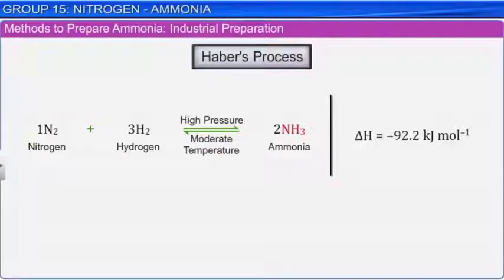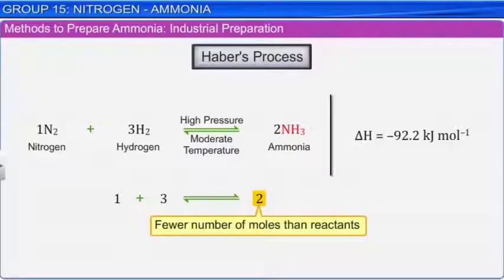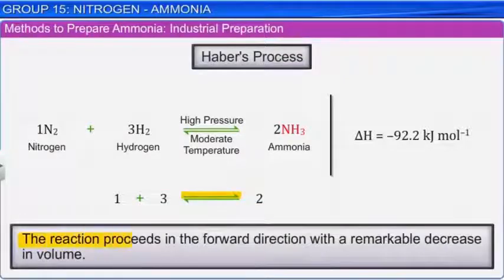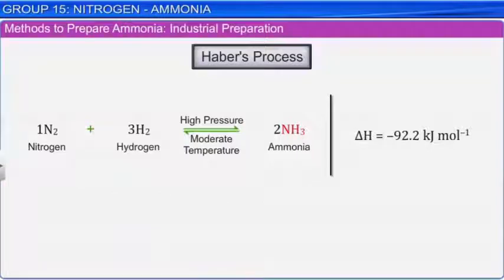From this equation, it is evident that the formation of the product is associated with fewer number of moles. In other words, the reaction proceeds in the forward direction with a remarkable decrease in volume. Also, it must be noted that the reaction is exothermic. Hence, in accordance with Le Chatelier's principle, high pressure and low temperature favors the better yield of ammonia.